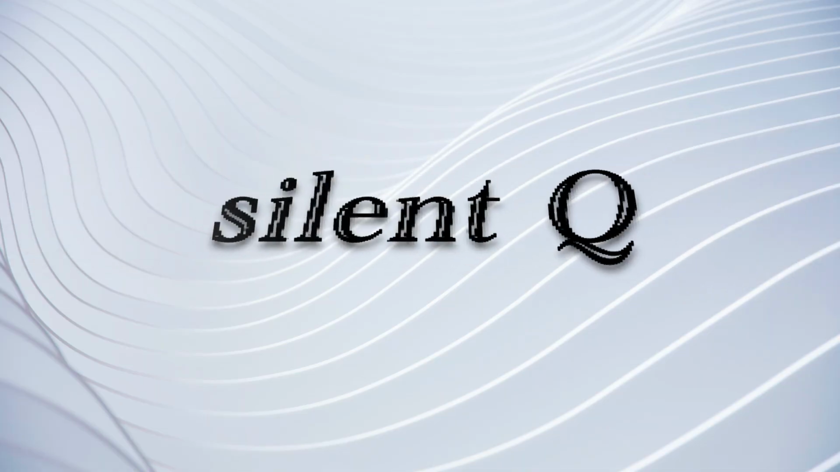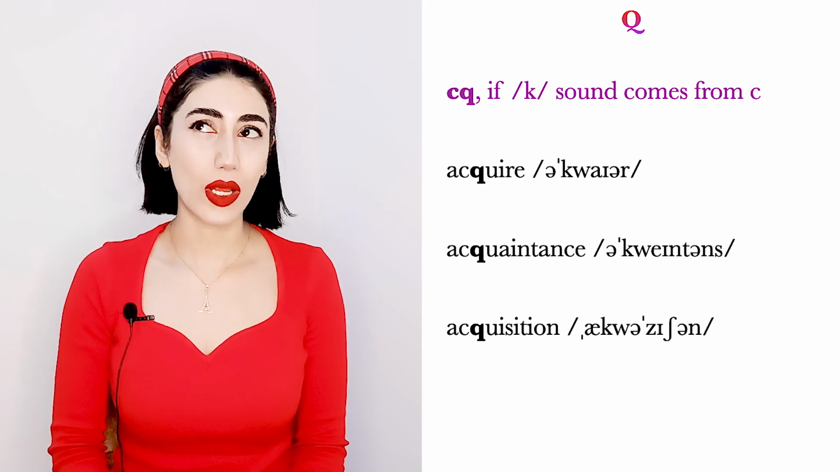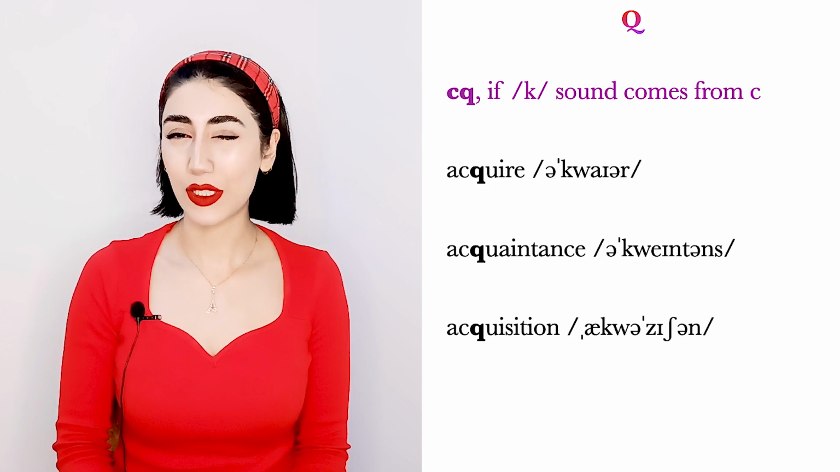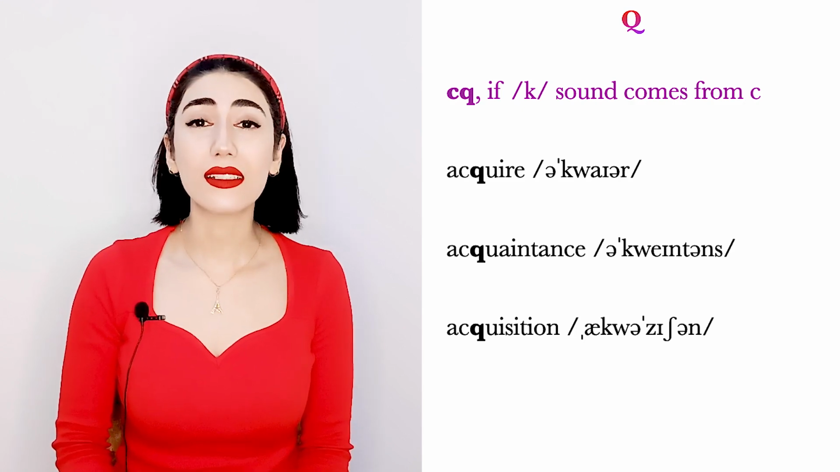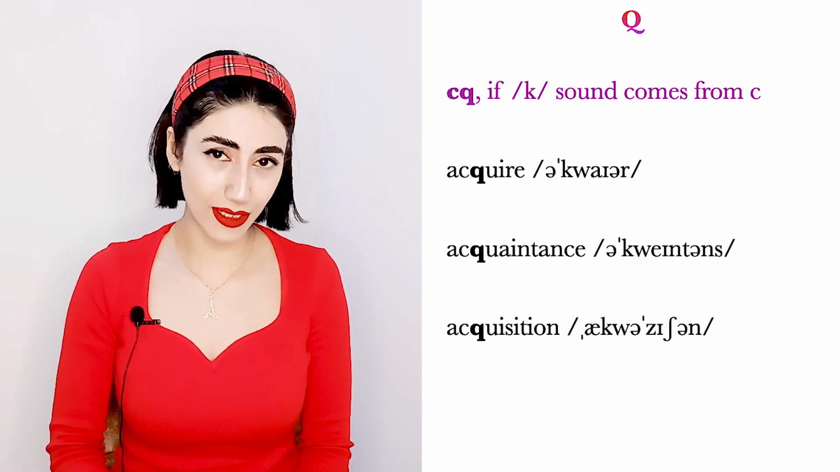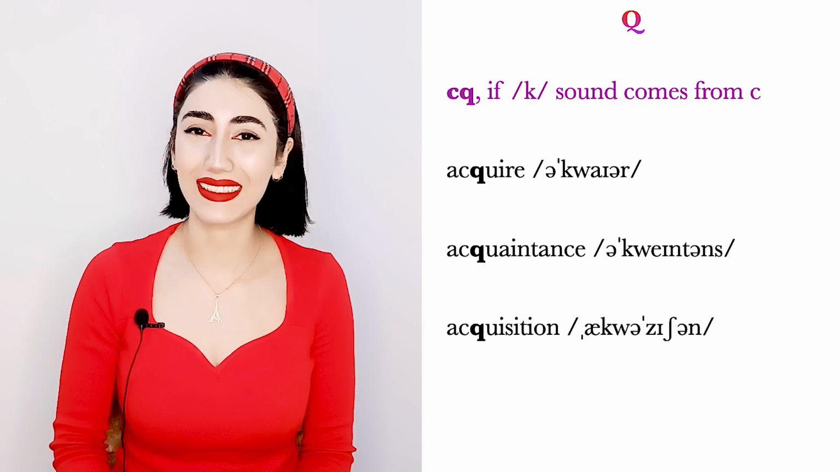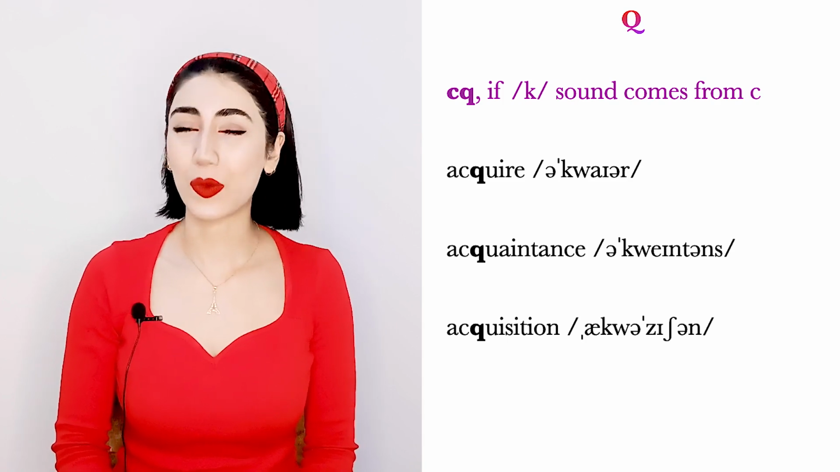And then Q, whether it's silent or not, is dependent on when you have CQ with K sound. Do you consider that K sound because of C or because of Q? If it's because of C, then yeah, Q is silent, like in acquire, acquaintance, and acquisition.